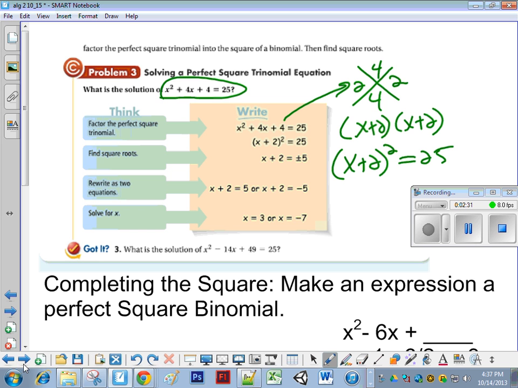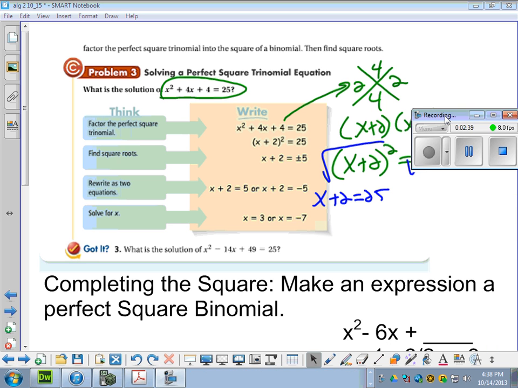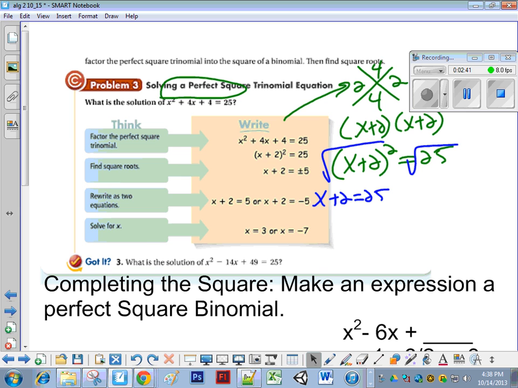Now when I square root both sides of this, I will get x plus 2 equals 5 for one, and the other one will be x plus 2 equals negative 5. I'm sorry, I forgot to square root previously. This one needs to be positive 5. Subtract 2 from both sides. One answer, x equals 3. The other answer, x equals negative 7. Okay? Same way that they got.